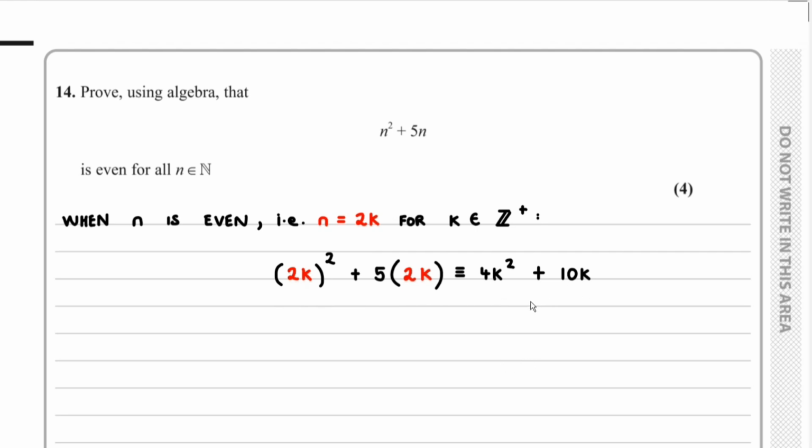Now I want to show that this result is even, so if I factorise out a 2, I have 2 multiplied by 2k squared, which gives me the 4k squared, and 2 times 5k, which gives me the 10k. So I have 2 multiplied by an integer, which is even. So the result is true when n is even.